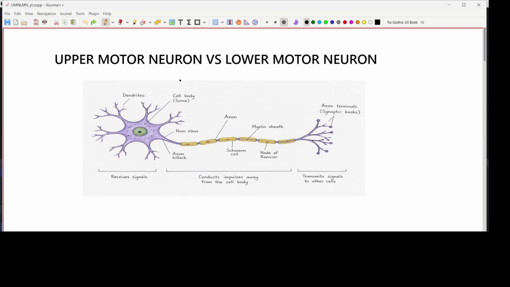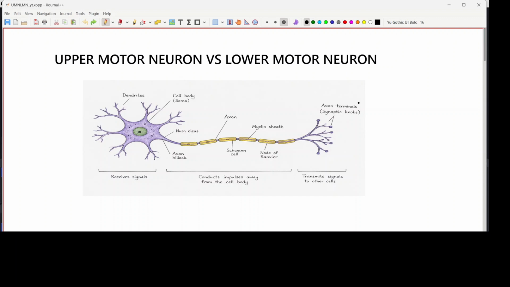In today's video, we want to understand what the upper motor neuron and lower motor neuron is all about. So let's start with an overview of the nervous system. The nervous system is the body's communication network, and its primary function is to receive information, process that information, and send appropriate responses to different parts of the body.